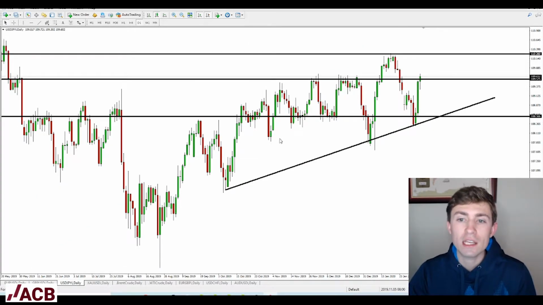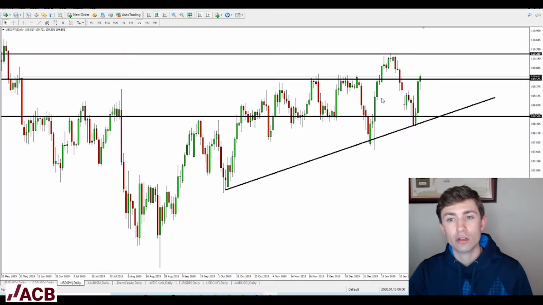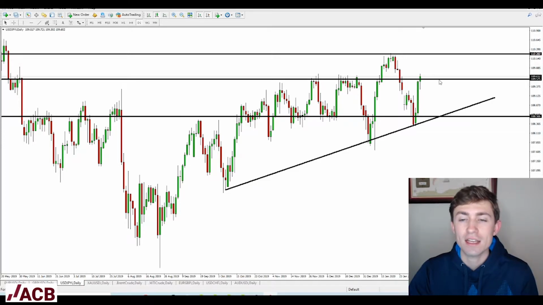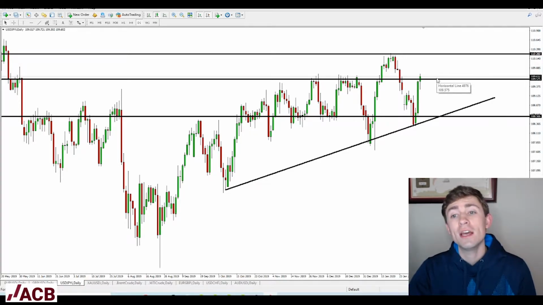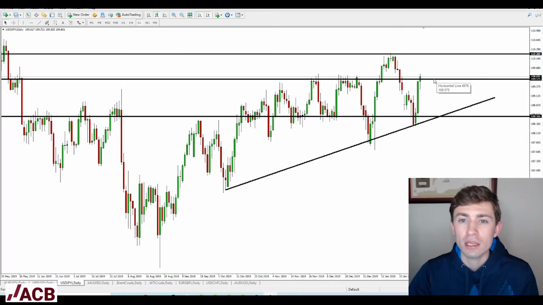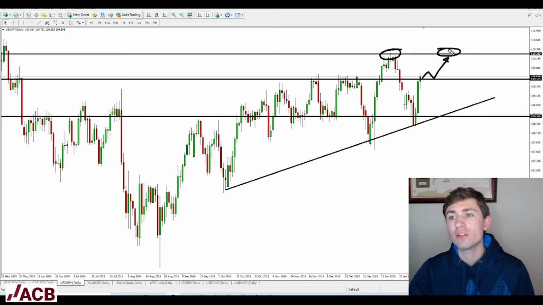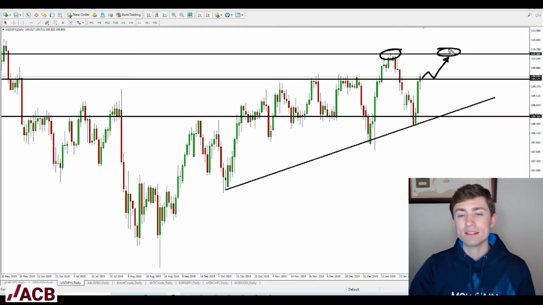USD JPY here did hold our level very nicely that we pointed out here. This structure of support actually held up very nicely as price pushed bullish to the upside. Now at the 109.57 level here, at that resistance point that we talked about, if price decides to break to the upside, I think that we could make our way up to that recent structure high. That might be a target for some traders, the 110.26 level.